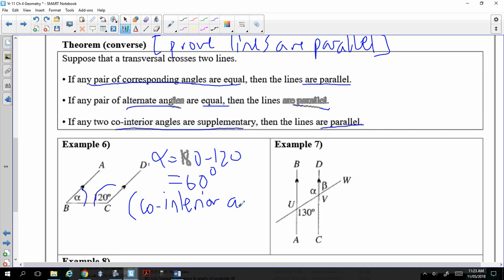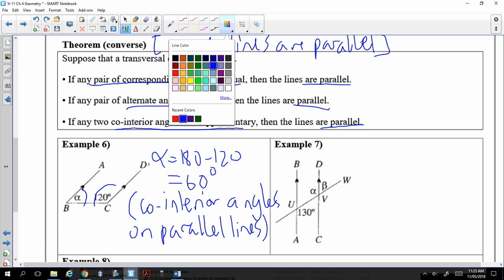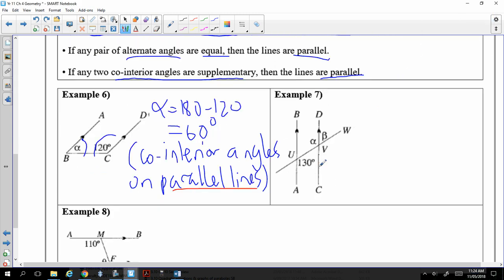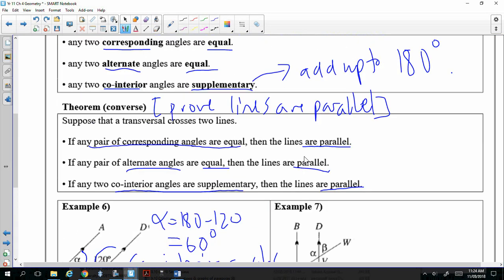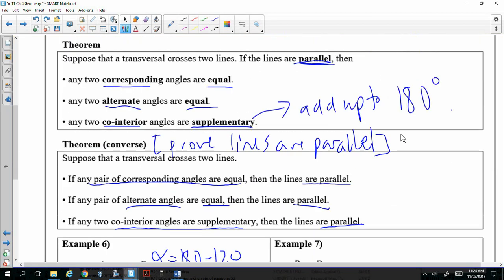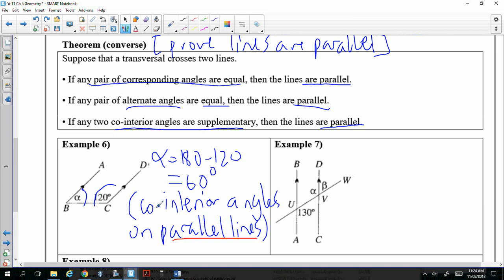You must include the words "on parallel lines", because if it's not on parallel lines, they don't add up to 180. Very important to include the word parallel lines, because only when it's on parallel lines do the co-interior angles add up to 180. So in your reasoning, you have to write co-interior angles on parallel lines.